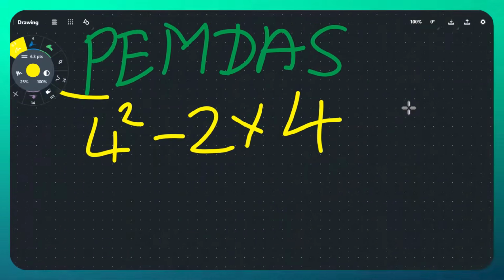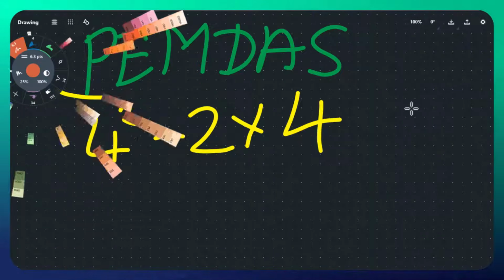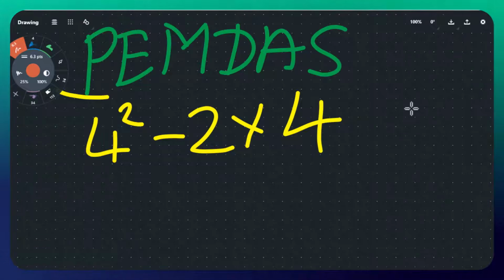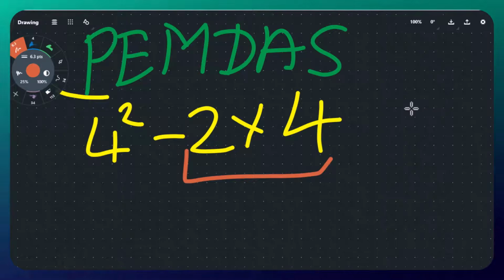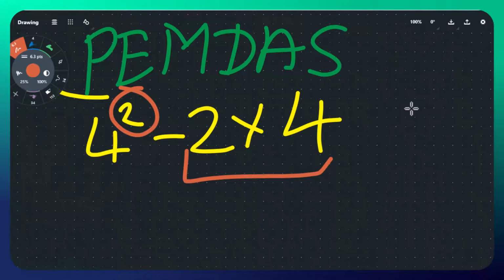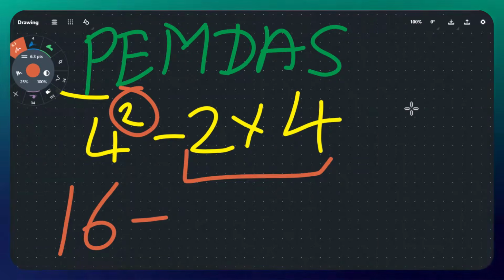So what is the next step? Multiplication comes before subtraction, so we have to first multiply. Oh, sorry, I forgot something. There is an exponent here, so we have to work on that first. So 4 squared gives us 16. And then minus 2 times 4, and that gives us 8.